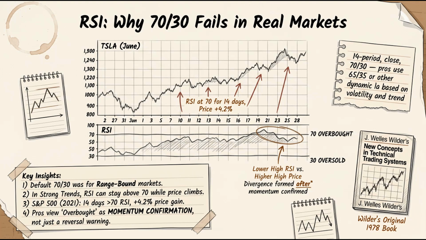Let's talk about the Relative Strength Index, or RSI. The default overbought and oversold levels of 70 and 30 were built for range-bound markets. In a strong trend, the RSI can stay above 70 for weeks, and if you sell every time it hits that level, you're essentially fighting the trend. During the 2021 S&P 500 rally, the RSI remained above 70 for 14 straight trading sessions, while the index gained another 4.2%. Professionals treat these overbought readings during a trend as confirmation of momentum, not as a warning to reverse.